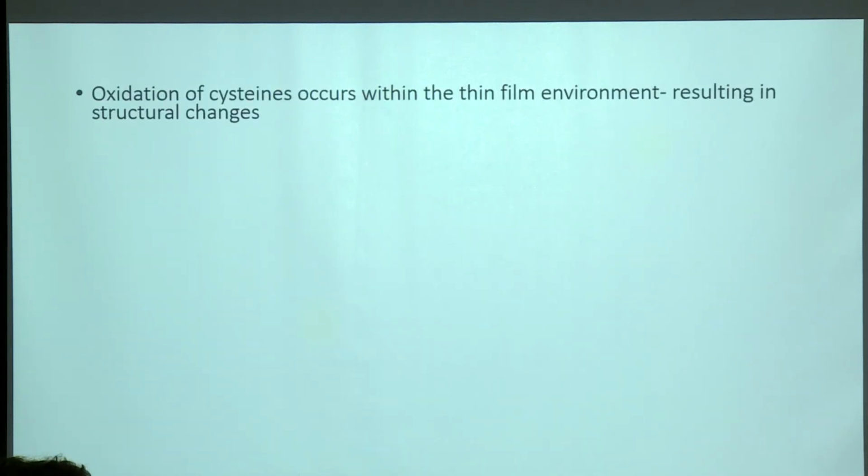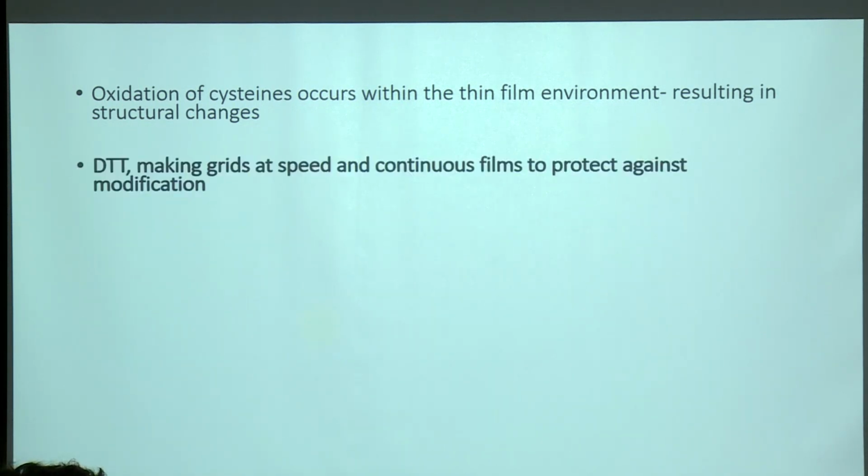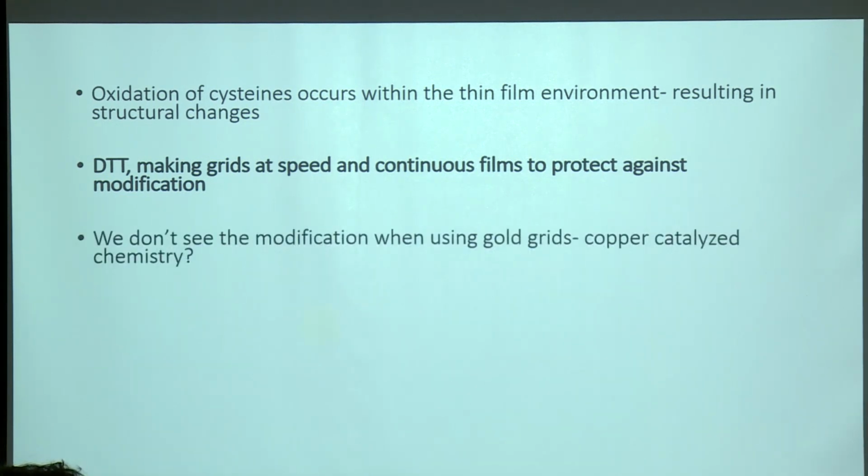So I guess to sum up this little section of the talk, I think we've been able to show that oxidation of cysteines occurs within the thin film environment during single particle grid preparation, and this can result in subtle but potentially significant structural changes. The good news is that there are loads of ways that this need not be a problem for you. You don't have to go and use a £500,000 machine to fix this problem. Just adding DTT into your buffer, making grids quickly, or sequestering your particles away from the air-water interface all prevent this modification from forming, and therefore the downstream impacts on your protein distribution, for example.